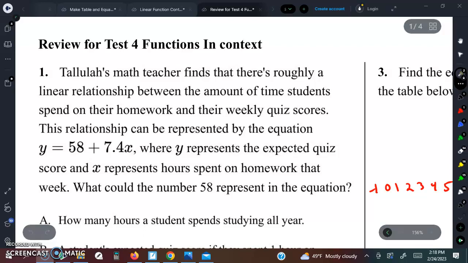And today I'm going over a quick little review for my class for a test they have coming up. So I'm going to cover a lot of different functions that deal with context.